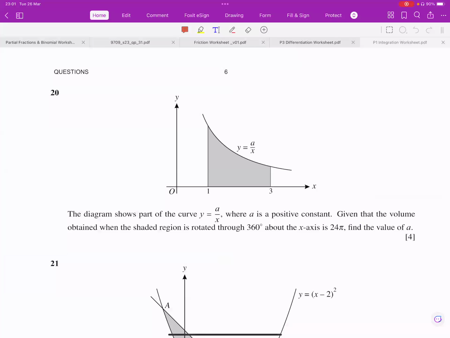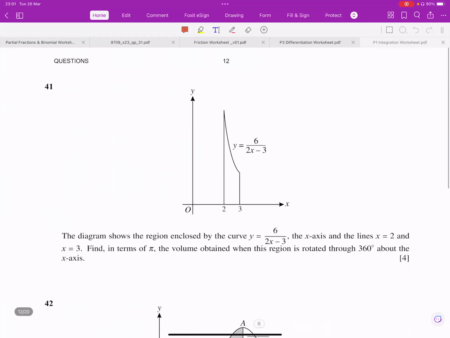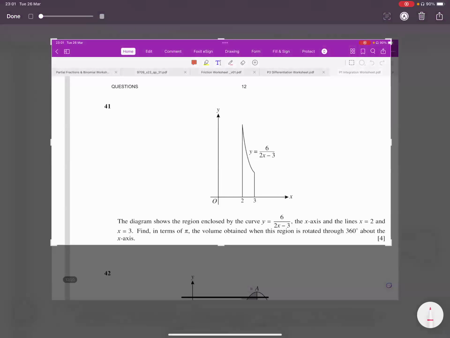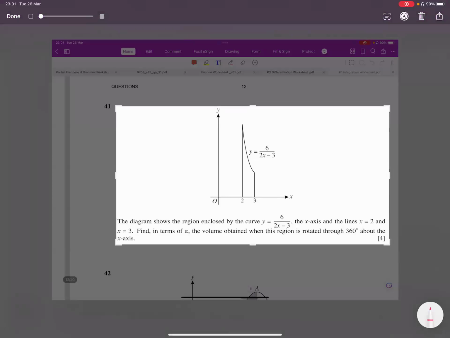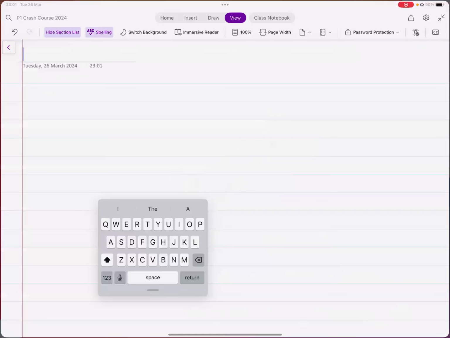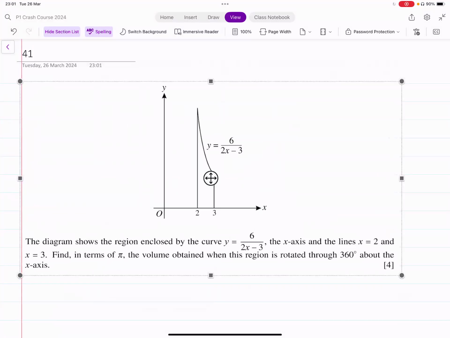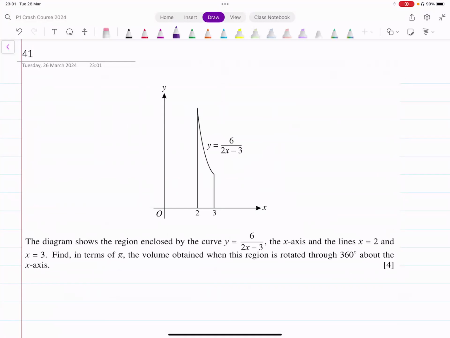Now the next one is question number 41. The diagram shows the region enclosed by the curve y equals 6 over 2x minus 3, the x-axis, and the lines x equals 2 and x equals 3. Find in terms of pi the volume obtained when this region is rotated 360 degrees about the x-axis.